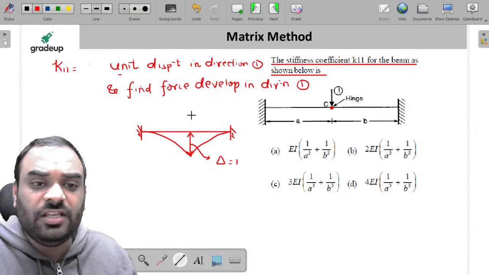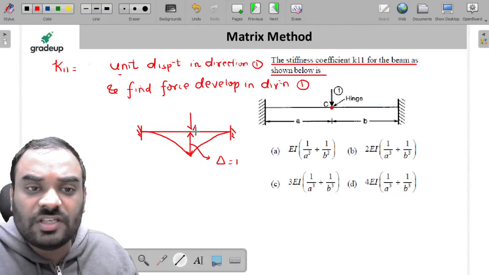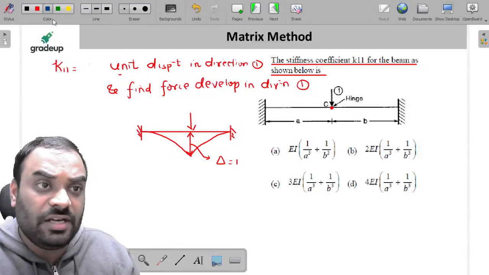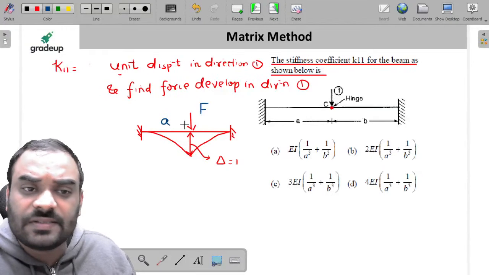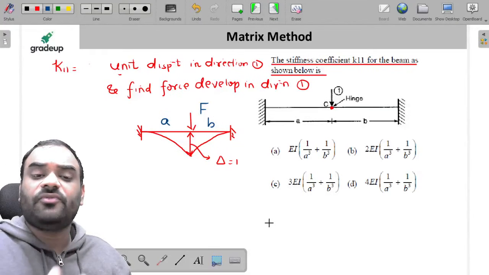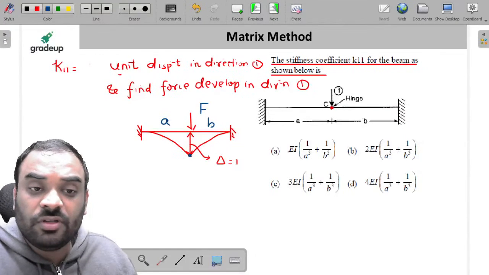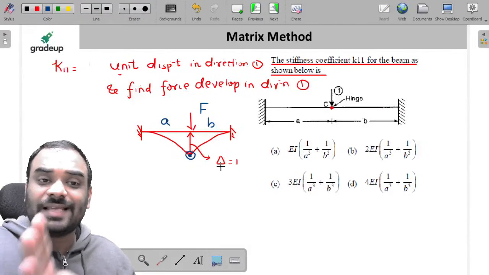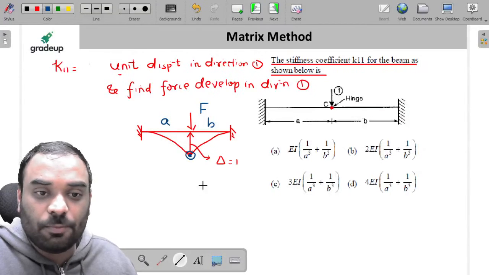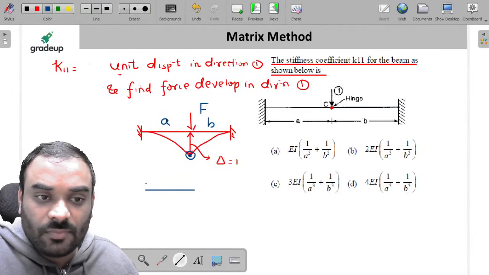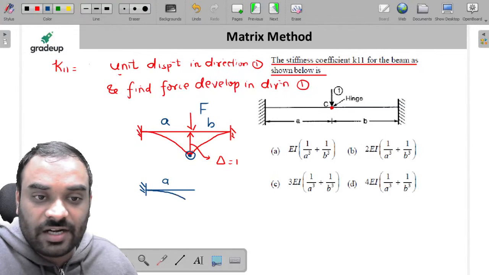Now definitely there is some force by which this displacement will occur, so let us consider that to be F. This distance is A, this distance is B. We have to find the value of this force F. So let us separate this particular member, this portion, which is this one. This is your A distance, and it is trying to deflect in this manner.